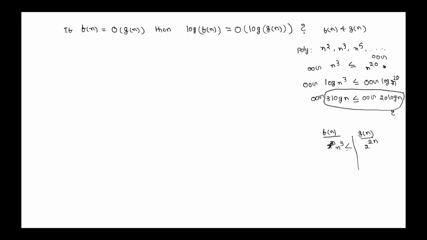Now, if we apply logarithm, it is with respect to order of growth. Log of n cube becomes 3 log n, and log of 2 power 2n becomes 2n log 2. Log 2 is a constant. So now this is log n, and this is n. The order of growth of n is more. That means the condition is satisfied now. It is clear.